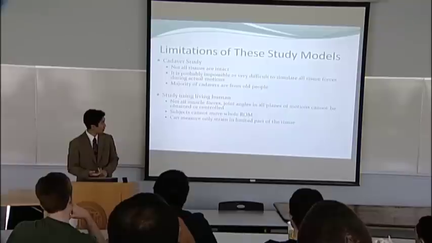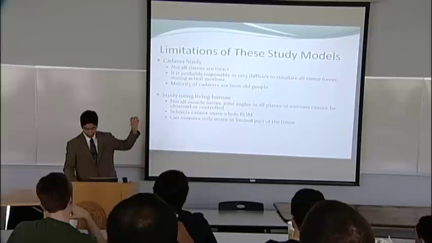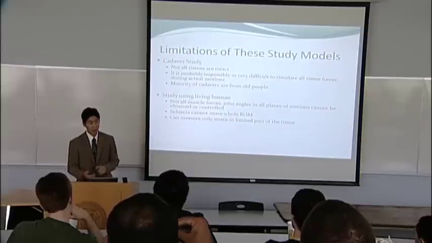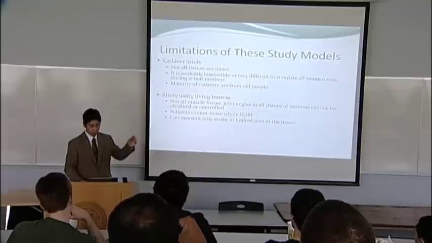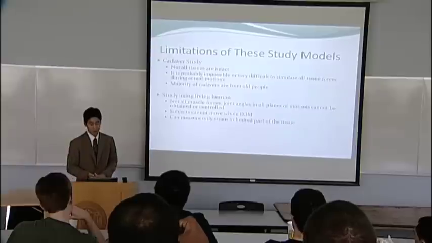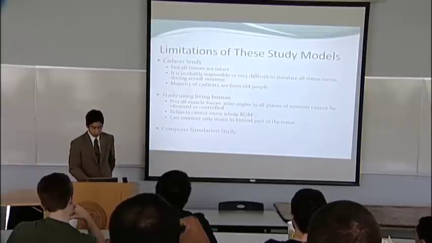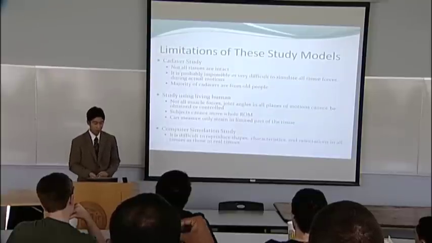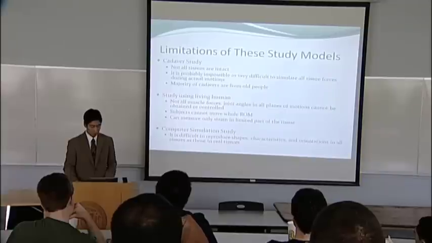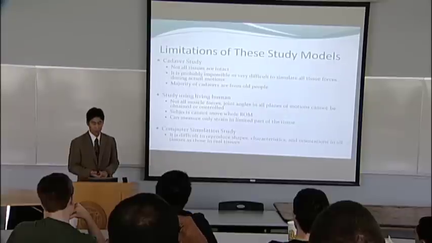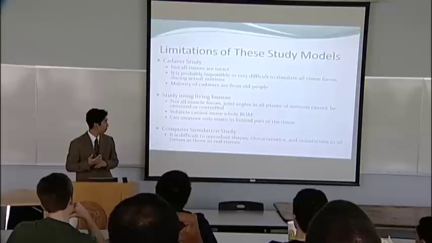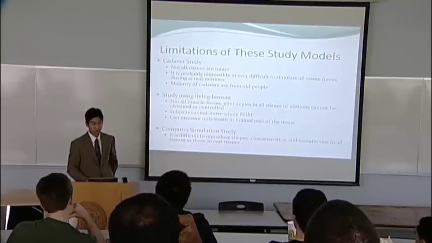Also, strain gauge can measure strain only in a limited part of the tissue. For example, people usually attach a strain gauge on the anteromedial part of the ACL, but we don't know about the posterior, lateral posterior part of the ACL. So you may have different strain in different parts of the tissue. In computer simulation studies, it is really difficult to reproduce all the characteristics, orientations, and shapes of real tissues, or to reproduce individual differences.